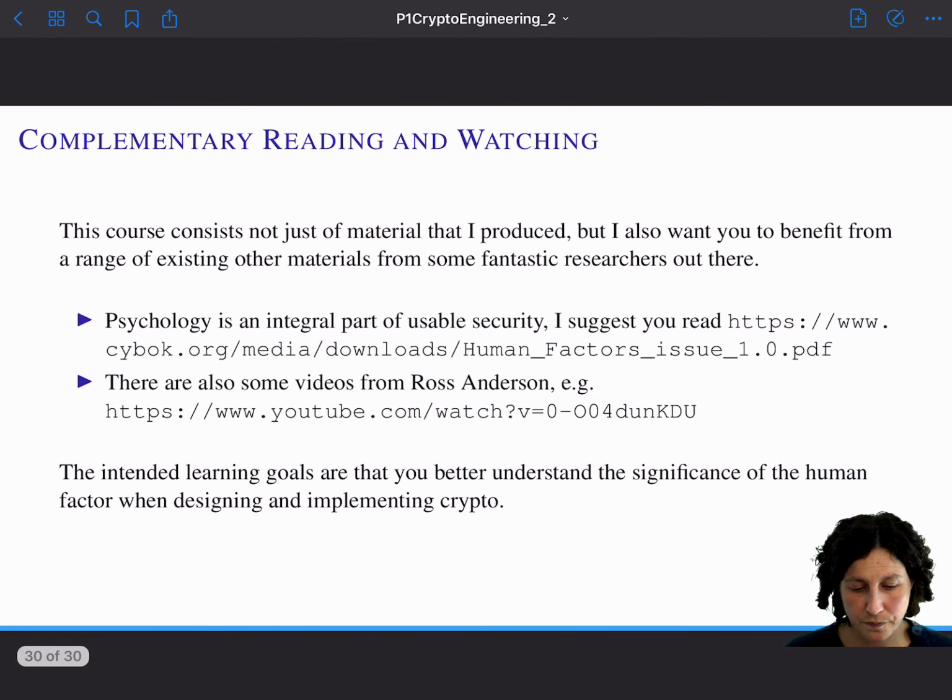Now over to you. Here, I would say, have a little bit more of a look around at psychology as part of usable security. There is an interesting chapter in a large body of work called CyBOK, the Cyber Security Body of Knowledge. There is a chapter on human factors, and I provide you with a link here. And then also from Ross Anderson, there is a chapter in his book about psychology, which is perhaps a bit deeper. I would leave it open to you if you wanted to really read into this.